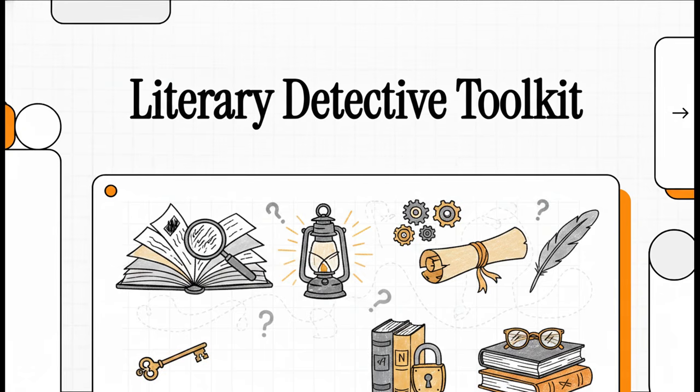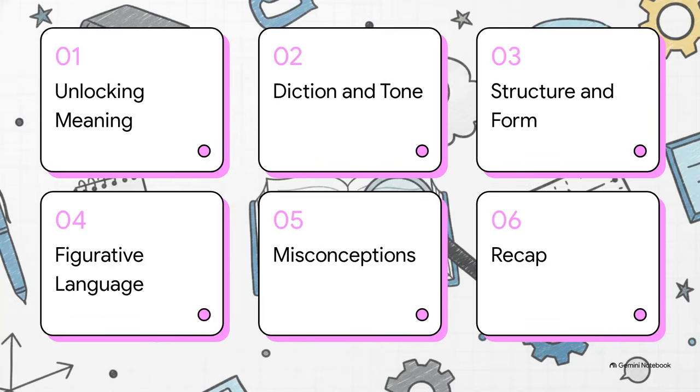I am absolutely thrilled to have you here today for this explainer covering General English 9, Unit 7, Lesson 2. Have you ever read a poem or a story and just felt like the author was hiding a secret message just out of reach? Well, today, we're going to fix that. We're building your literary detective's toolkit, equipping you with the exact strategies you need to analyze diction, structure, and figurative language. Okay, let's dive into this.